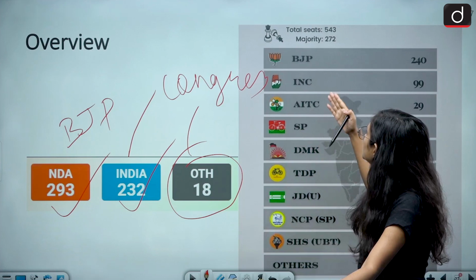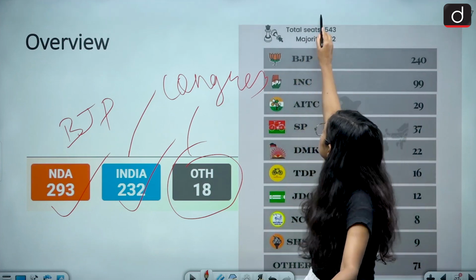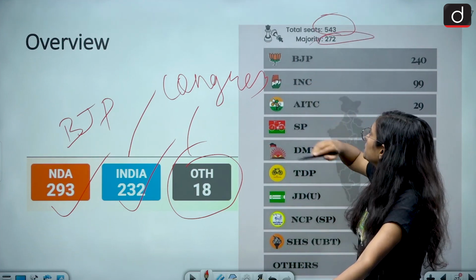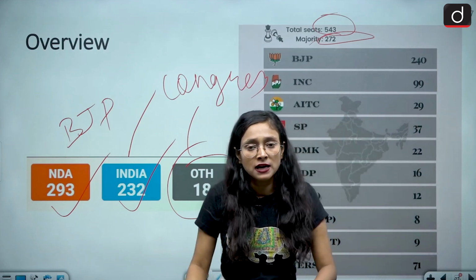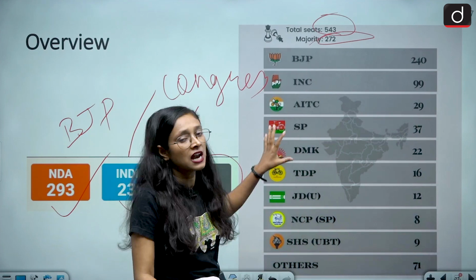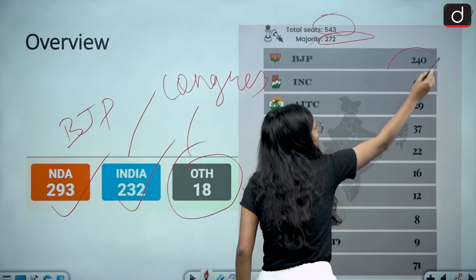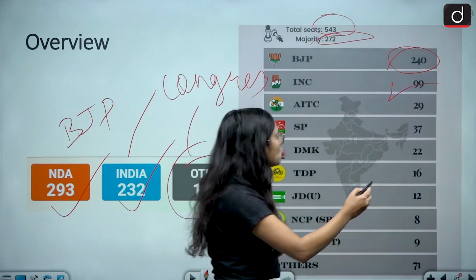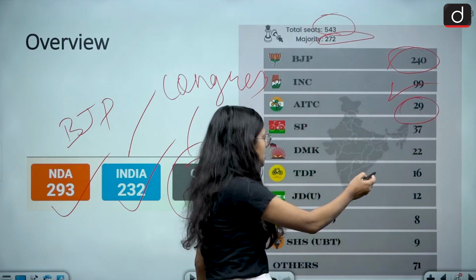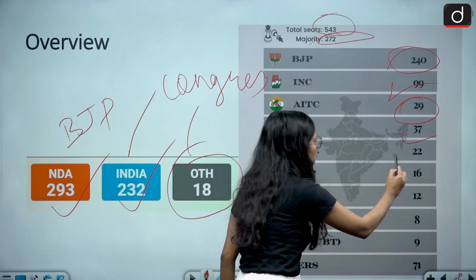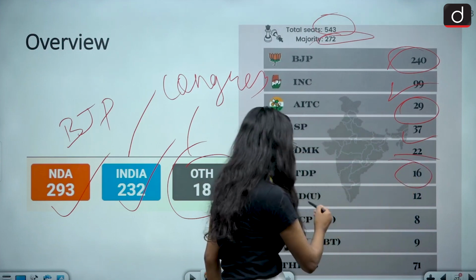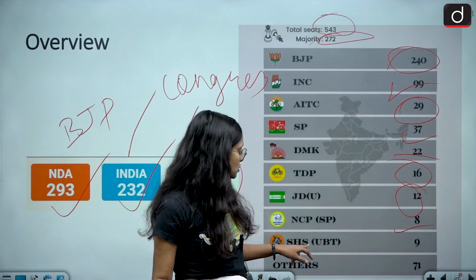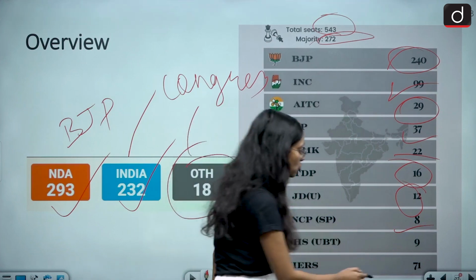Here we are with the total seats. In total we have 543 seats and for a majority we need 272. Here we will see which party has gained how many seats. The largest party is BJP, which gained 240 seats. The Indian National Congress gained 99. Then Trinamool Congress got 29, SP got 37, DMK 22, TDP 16, JDU 12, NCP, and then we have SHUBT, which is 9, and others secured 71.